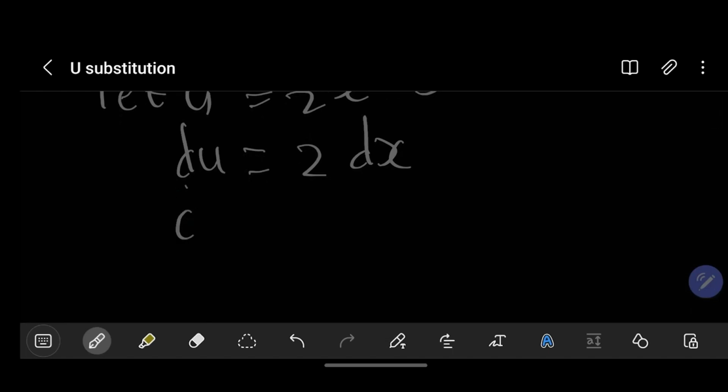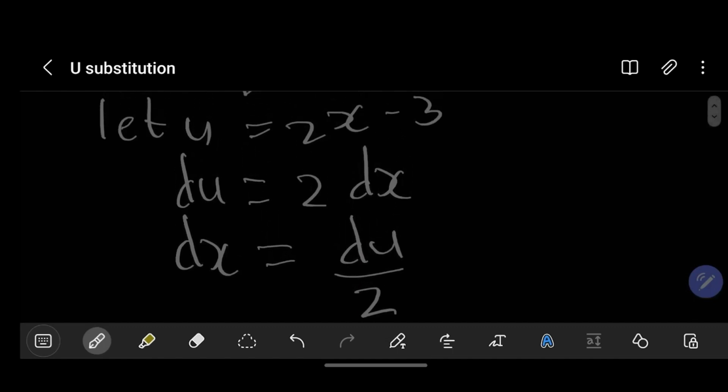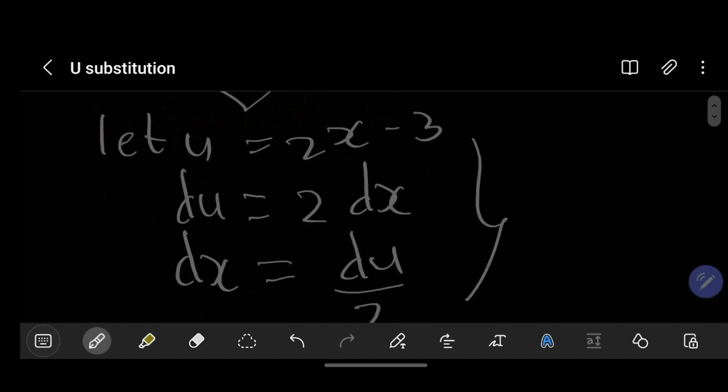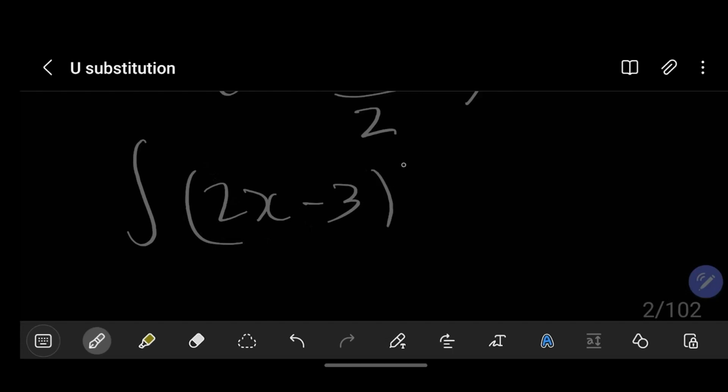So dx then is equal to du all over 2. Now let's substitute all of this information back into this equation or integral. So we're now going to have that we need to find the integral of, let's rewrite the integral first. So it's the integral of (2x minus 3) cubed dx.